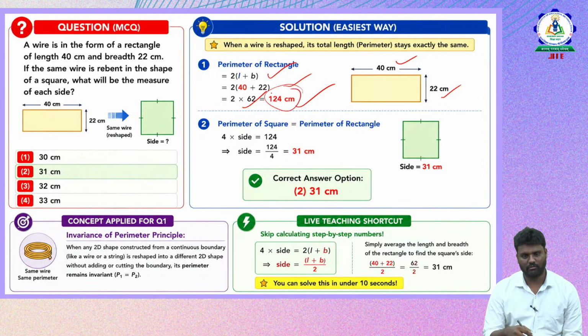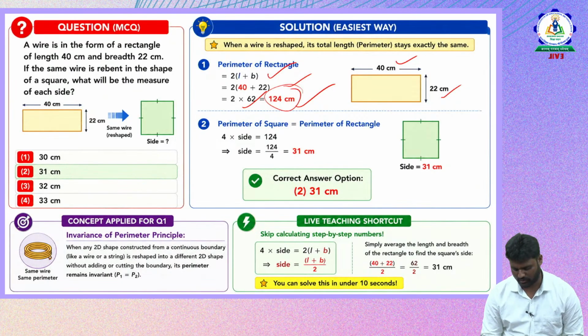Now what they're asking is that the perimeter of the rectangle is equal to the perimeter of the square. The wire of the rectangle's length and breadth is to be rebent, first into the shape of a square. So it is equal to the perimeter of the square. Now let us try to identify the perimeter of the square.